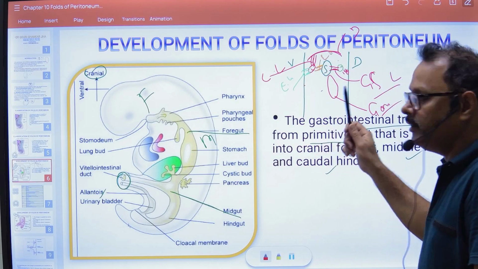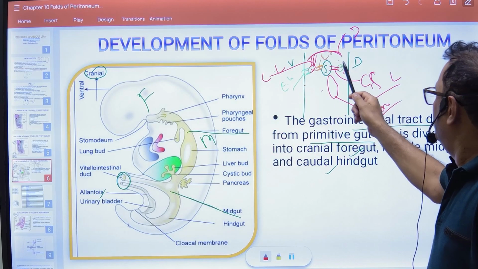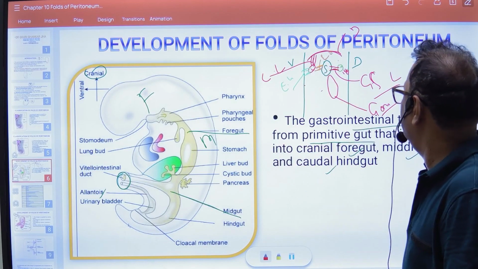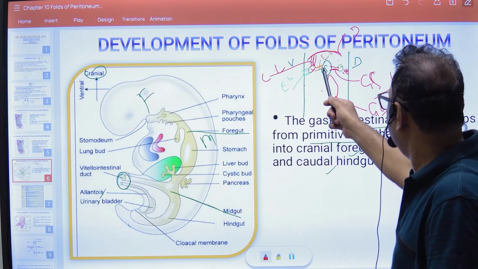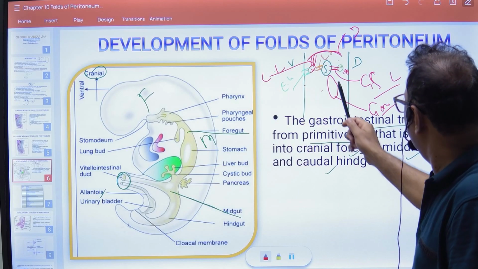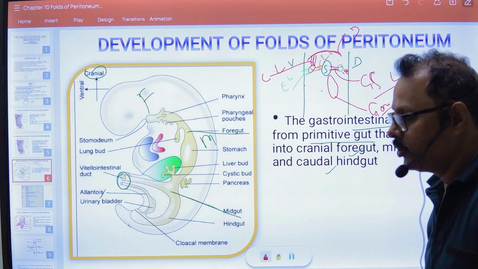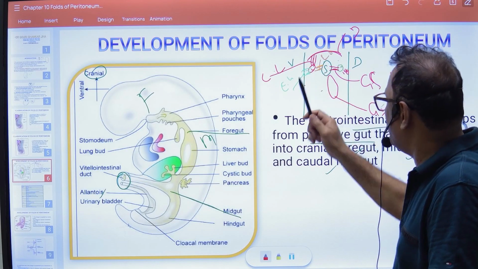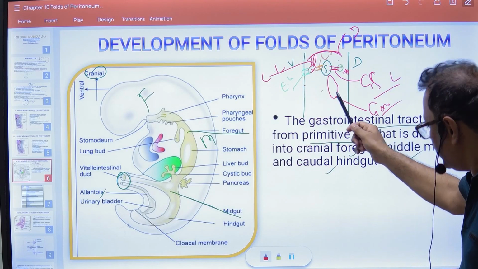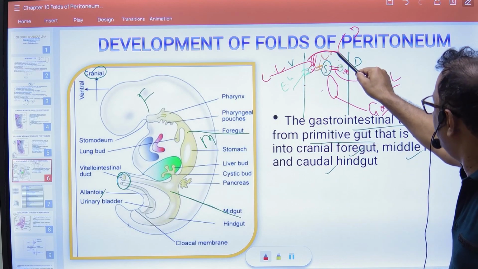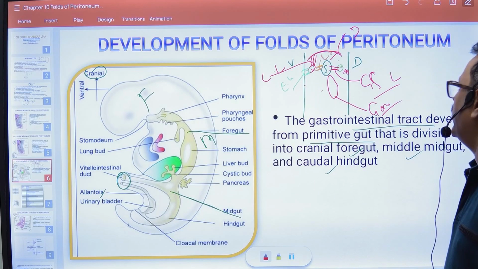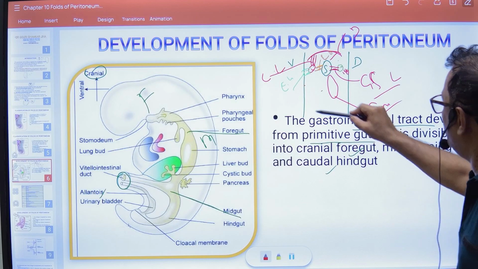In the foregut region, first there is development of the stomach. After that, there is development of the liver. With the development of the stomach, the foregut region is divided into the ventral mesogastrium and the dorsal mesogastrium. In the ventral mesogastrium we have got the development of the liver. The liver is connected to the stomach by means of the lesser omentum. The liver is connected to the anterior abdominal wall by means of the falciform ligament.